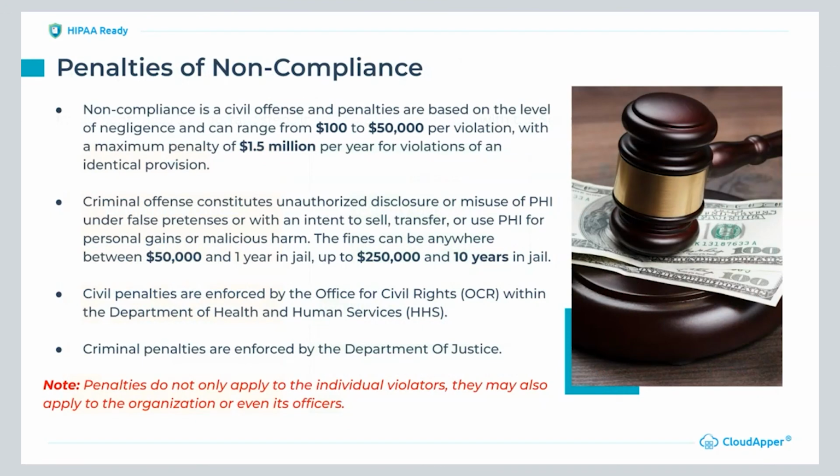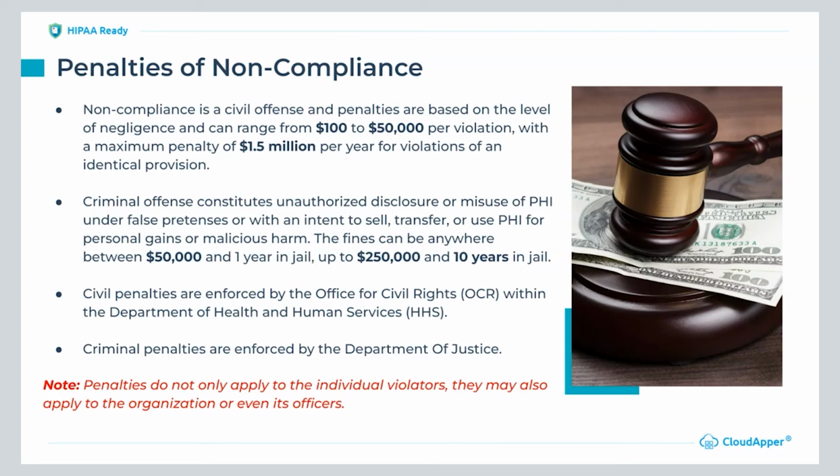Penalties for non-compliance. Non-compliance is a civil offense and penalties are based on the level of negligence and can range from $100 to $50,000 per violation, with a maximum penalty of $1.5 million per year for violations of an identical provision. Criminal offenses constitute unauthorized disclosure or misuse of PHI under false pretenses or with an intent to sell, transfer, or use PHI for personal gain or malicious harm.